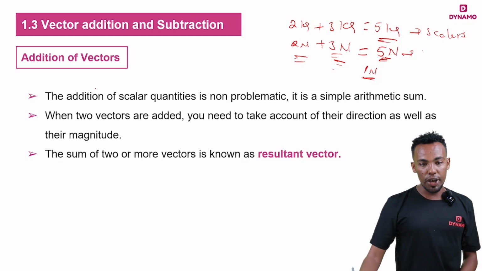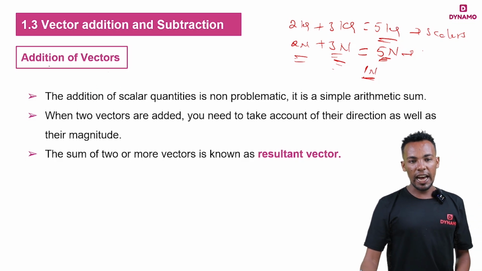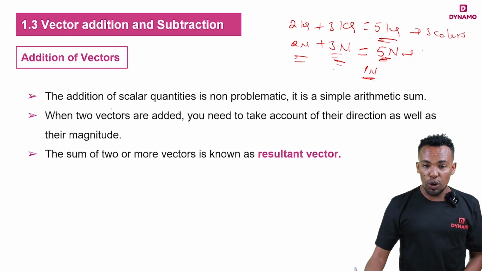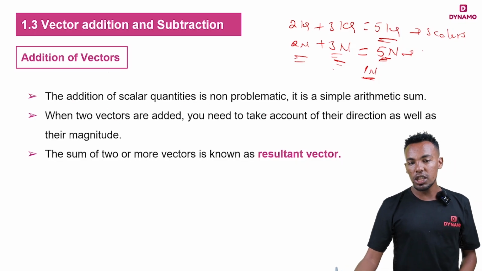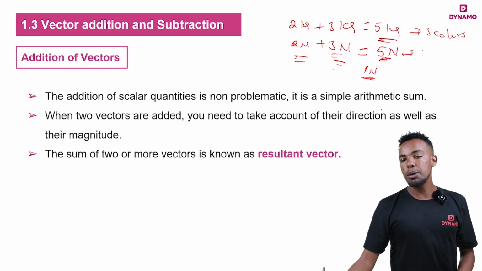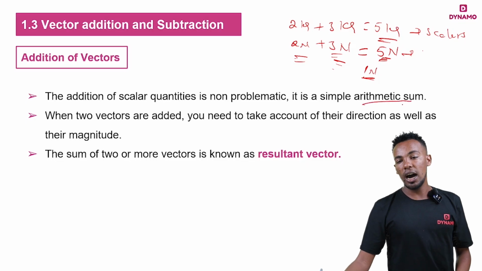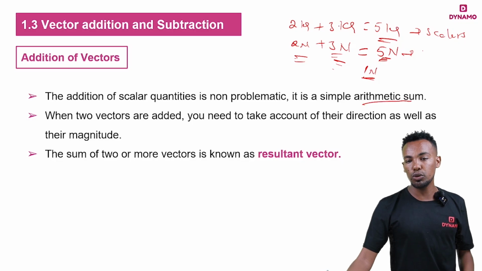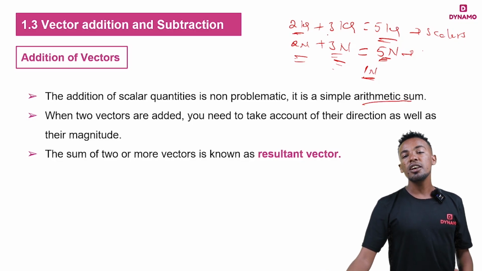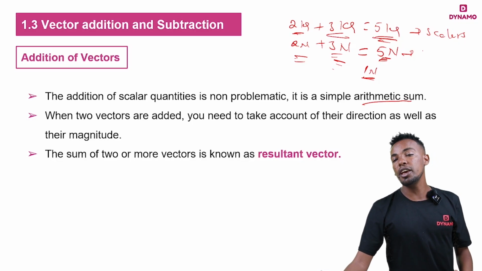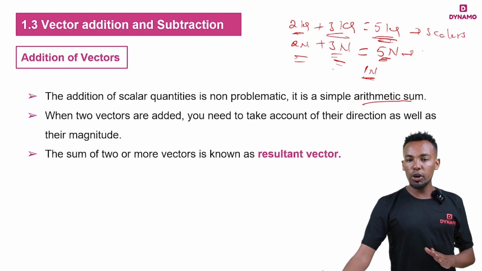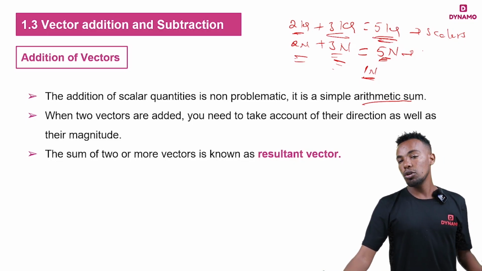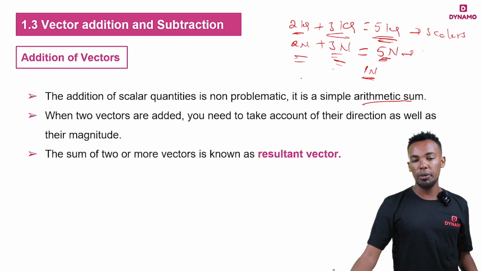So in today's lesson, addition of vectors. Addition of scalar quantity is not problematic. It is a simple arithmetic sum. 2 kilogram of mass plus 3 kilogram of mass is always how many? 5 kilogram of mass. Because it is not complex, we use the arithmetic sum.